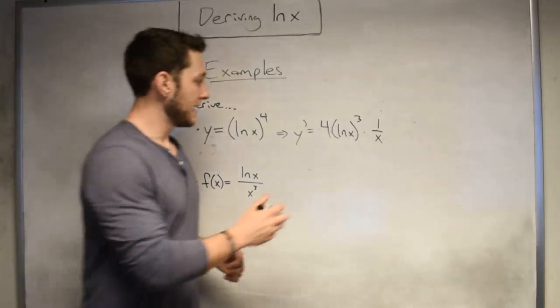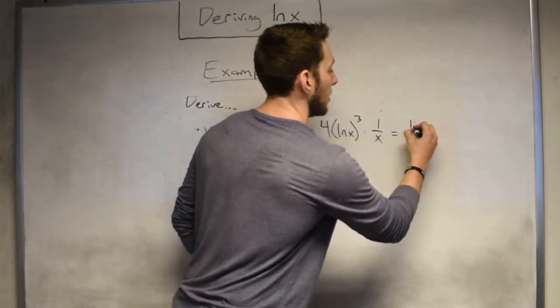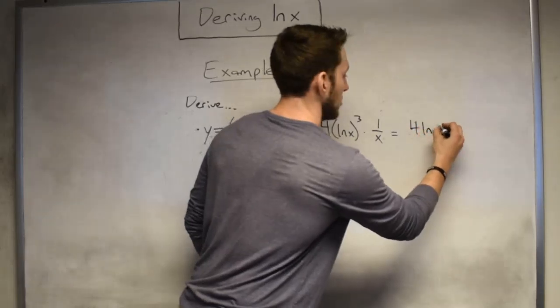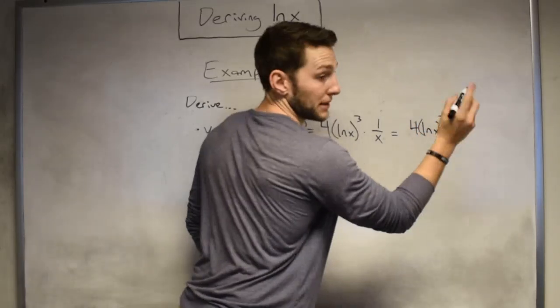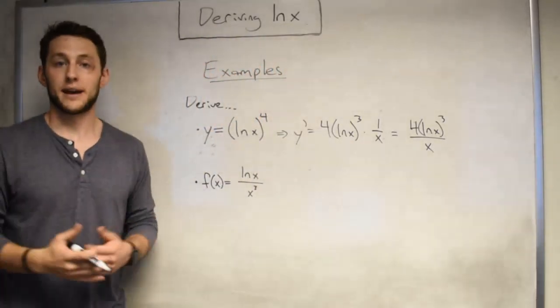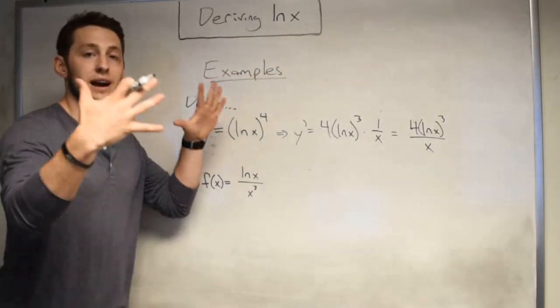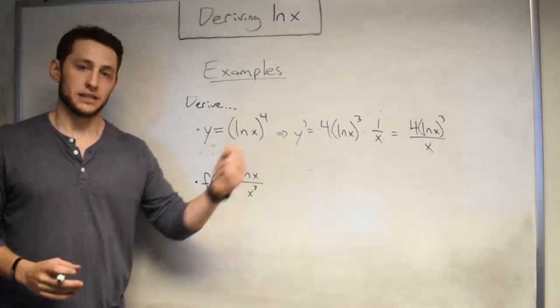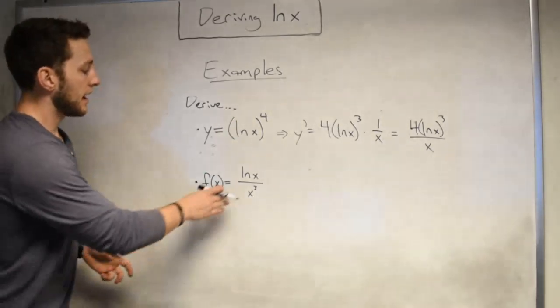If you wanted to simplify it, we could write 4 natural log of x cubed, intentional about the parentheses, divided by x. And that would be about as simple as we can get. Power on the outside of logarithm cannot simplify, need chain rule. How about this one now?